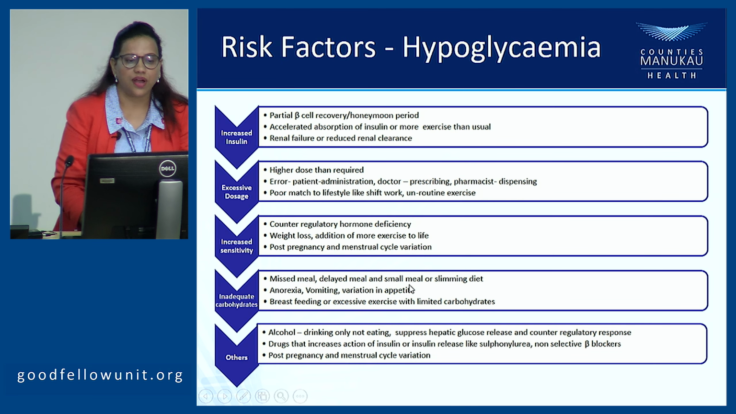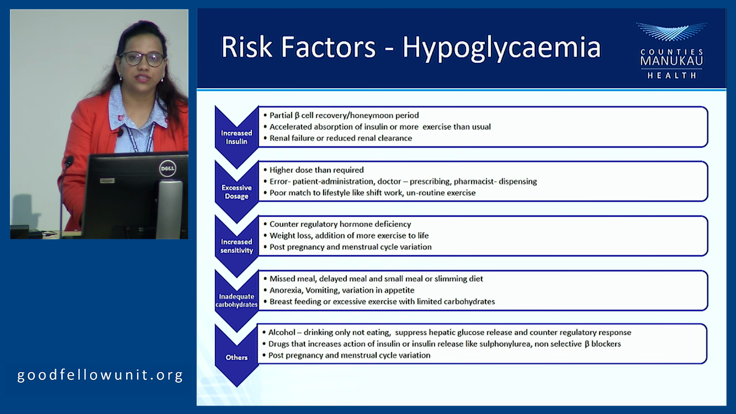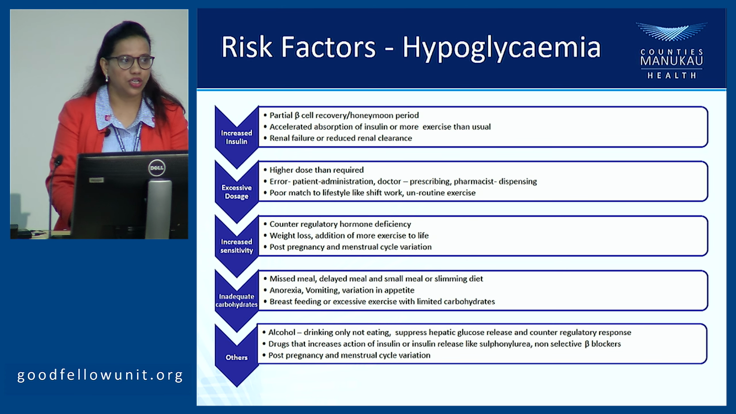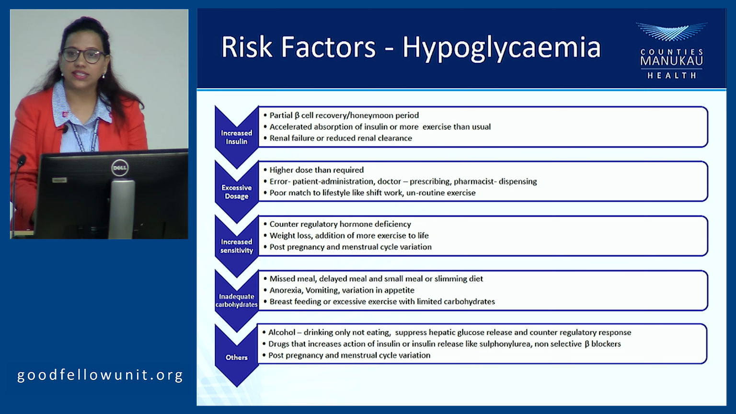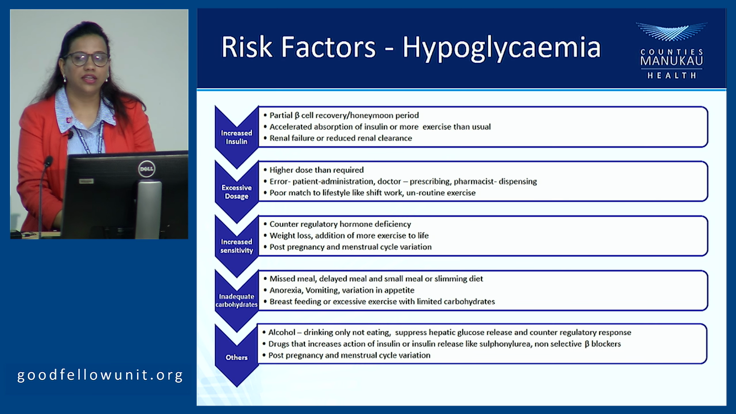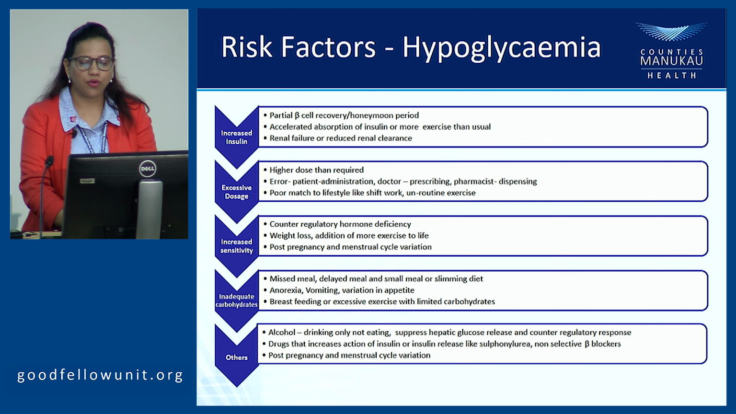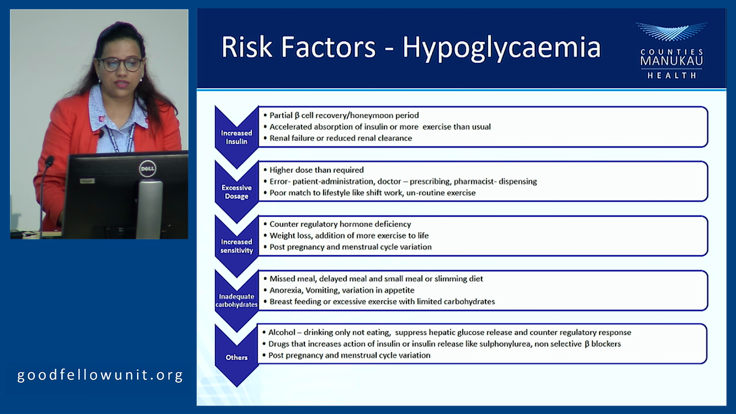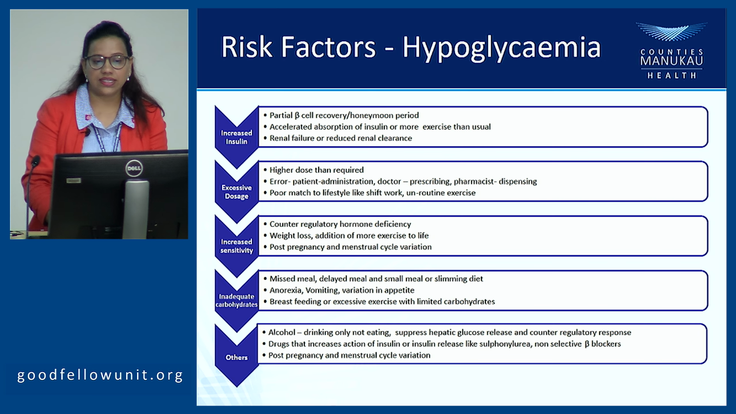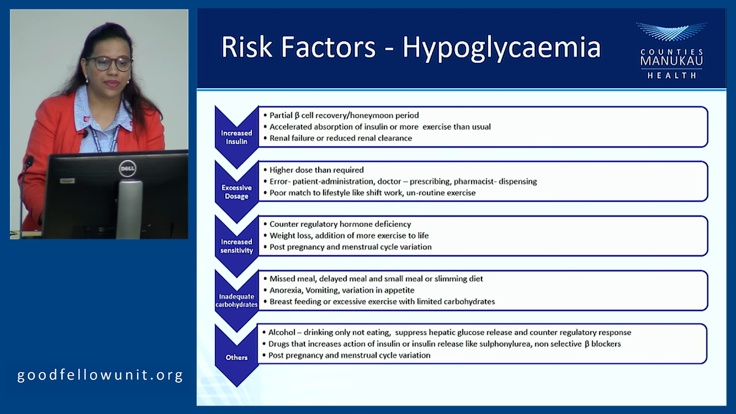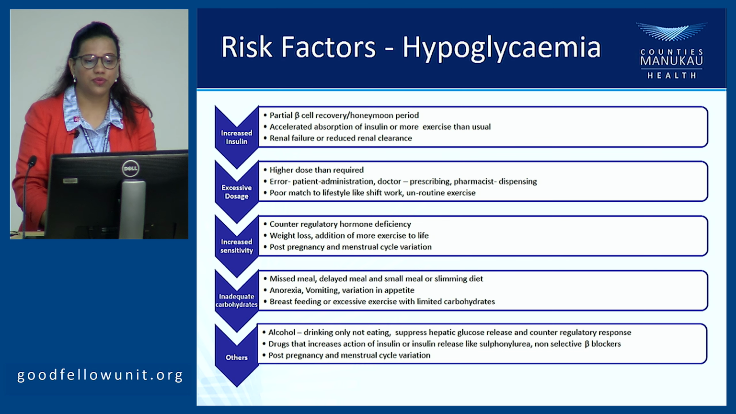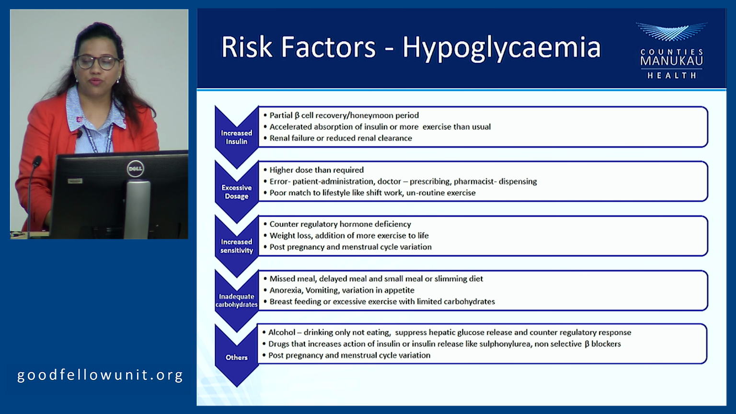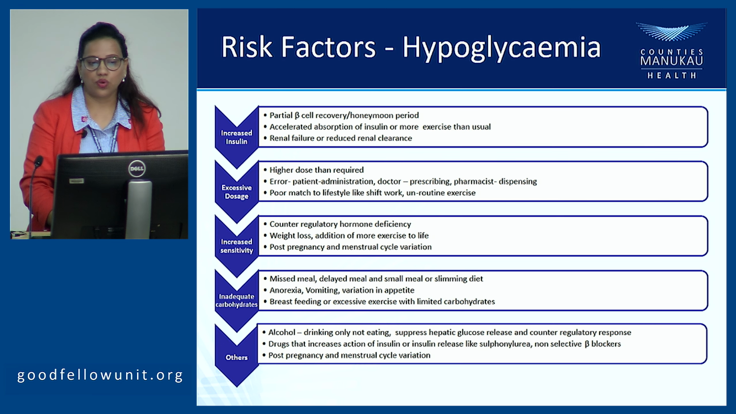It's very important to identify what the risk factors and the causes of hypoglycemia are in each individual, because each individual is individual, so we need to identify their individualized causes of hypoglycemia. The causes of hypoglycemia can be multifactorial. It can be related to increased insulin secretion by partial beta cell recovery, or in the honeymoon period among type 1 diabetes mellitus. It can be due to accelerated absorption of insulin or related to more exercise than their usual routine.